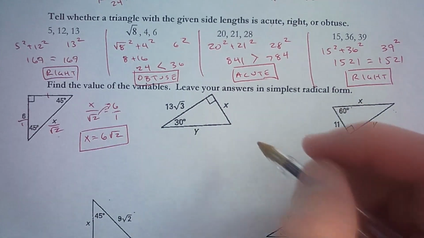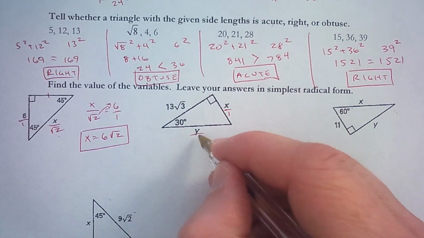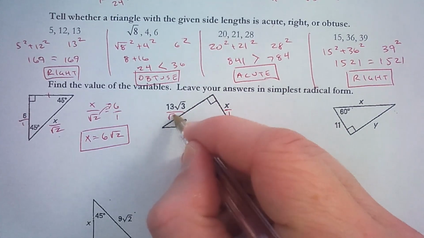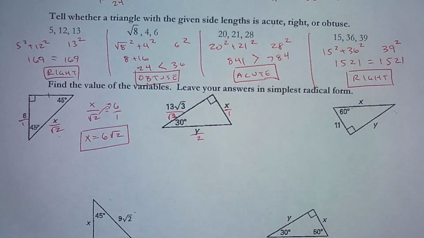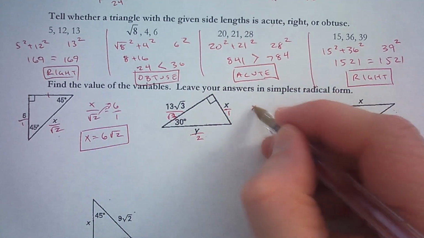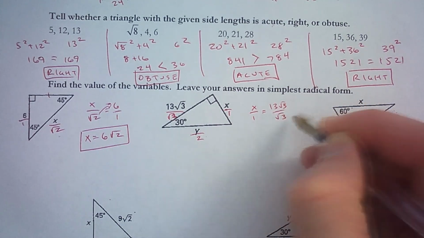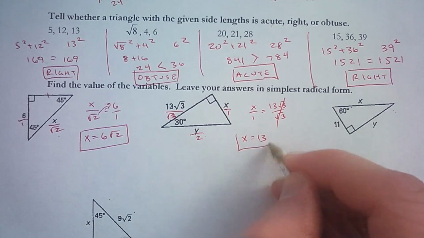Next we have a 30, 60, 90, where the shortest is to 1, the longest, the hypotenuse, is to 2, and the medium side is to the square root of 3. 1, 2, root 3. Okay, so we have x is to 1 as 13 root 3 is to root 3, and the root 3's will cancel. So we get x is 13.